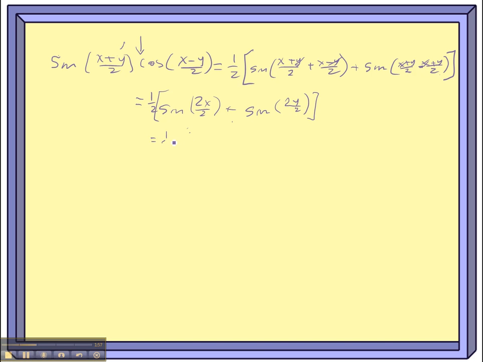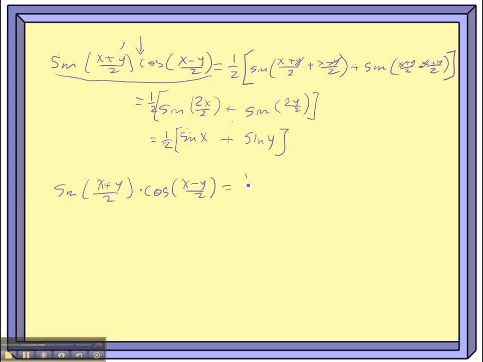So this equals 1/2 the sine of 2 divided by 2, that's just 1. So it's the same over here. Oh, need some brackets. And this is still equal to all of this business. Here, let me rewrite that. Sine of x plus y over 2 times the cosine of x minus y over 2 equals 1/2 times sine x plus sine y.